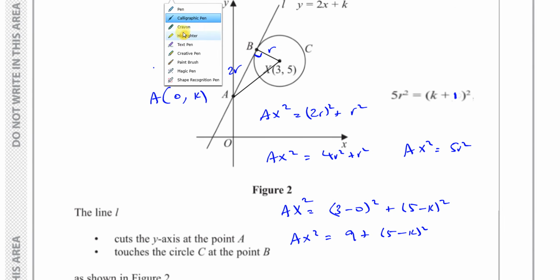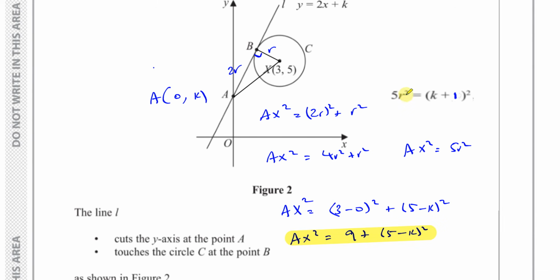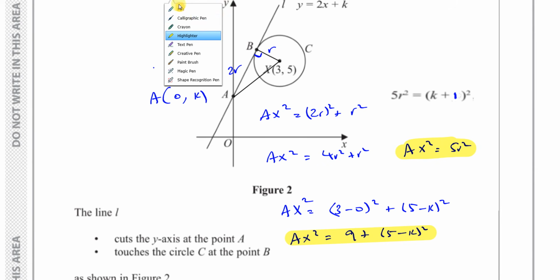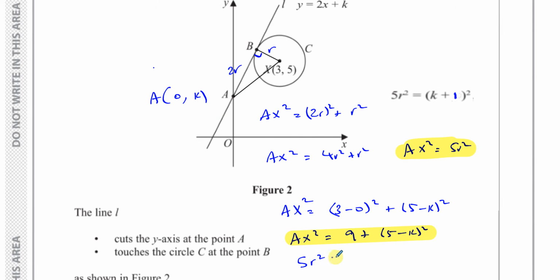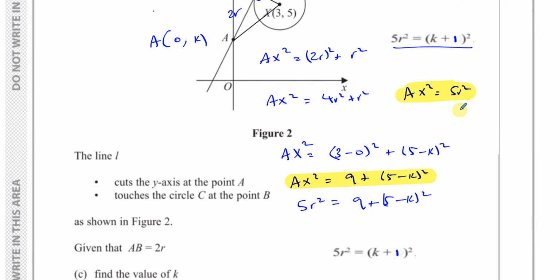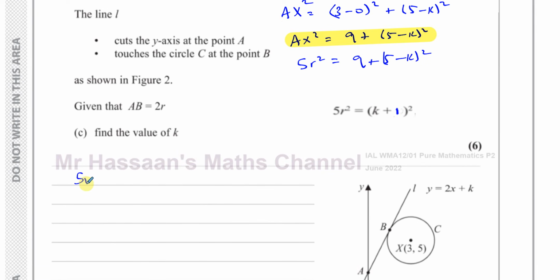We have this expression for AX squared, and we have the other expression for AX squared. So we can say that AX squared equals 5r squared. So 5r squared is equal to 9 plus (5 minus k) squared. And we also know 5r squared equals (k plus 1) squared. So basically I can say this and this are equal to each other. 5r squared, as we were given in the question, is equal to (k plus 1) squared. We found that in part B.